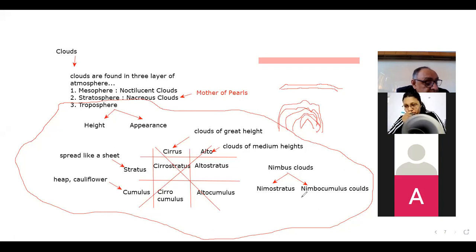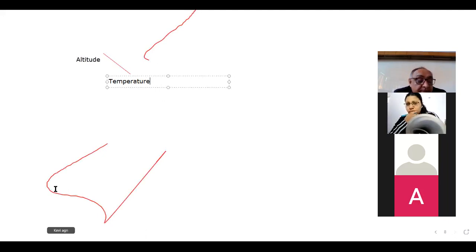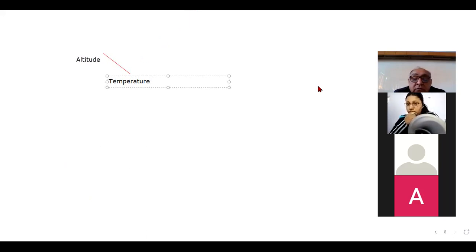So this is clear to you now. Beta, as we have seen in the case of the troposphere, the curve goes like this. In terms of altitude, this side we were taking the altitude, you must be remembering, and this side we were taking the temperature. I told you that the curve goes like this, a fall. So what does this mean?